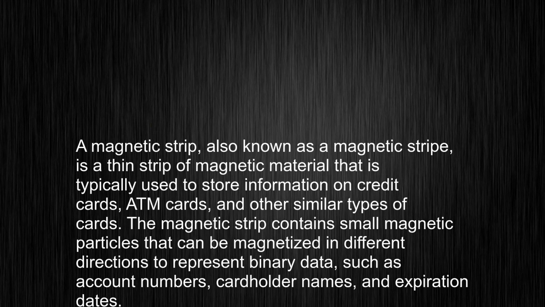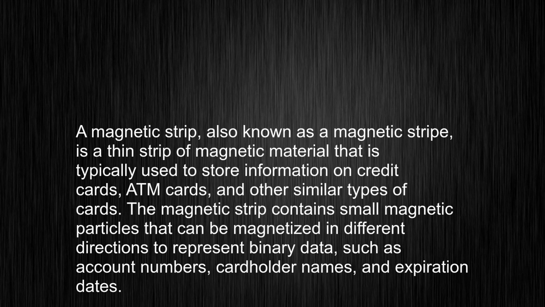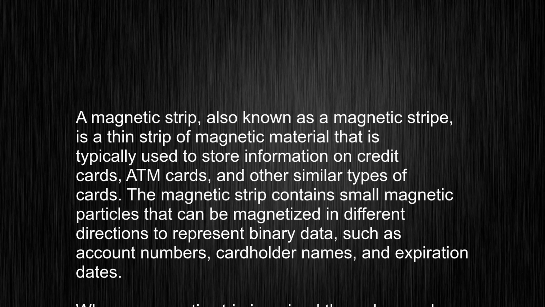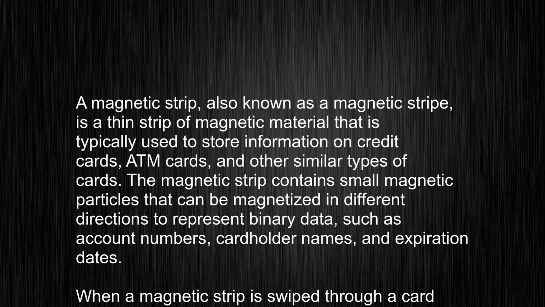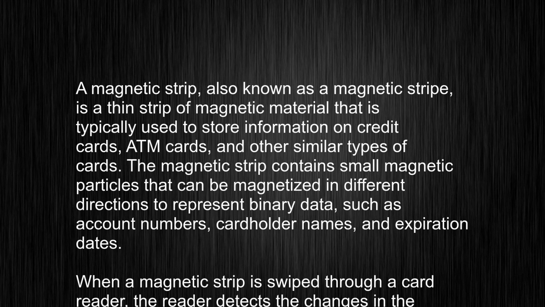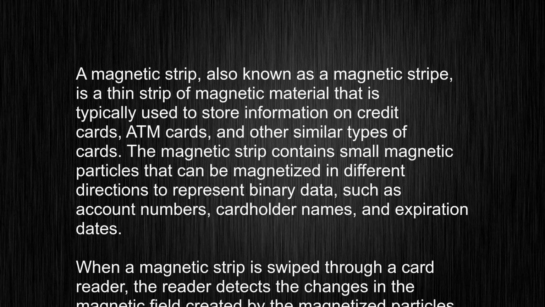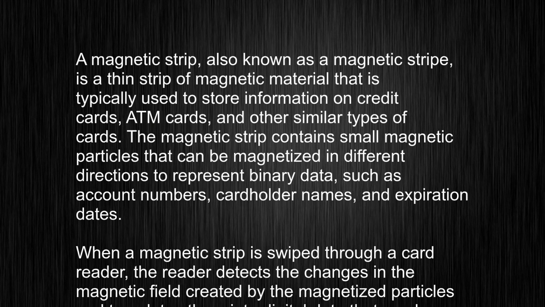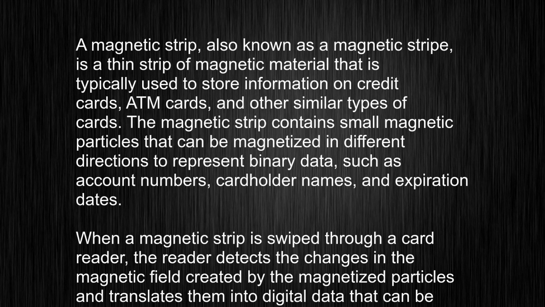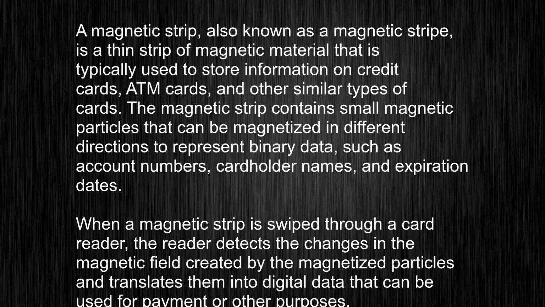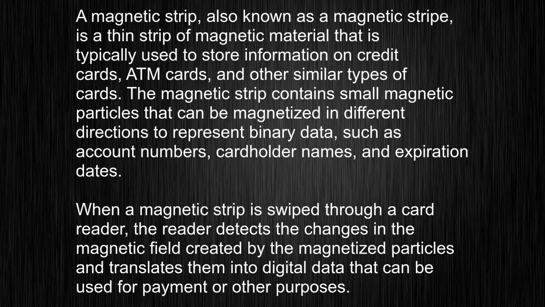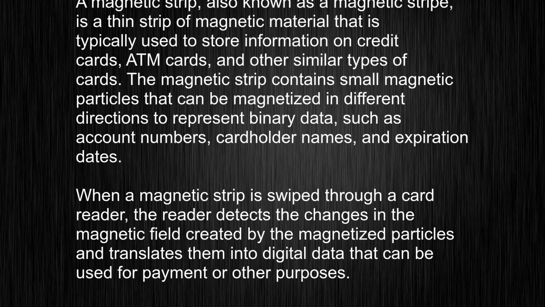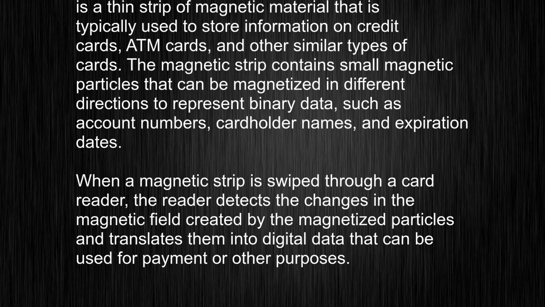A magnetic strip, also known as a magnetic stripe, is a thin strip of magnetic material that is typically used to store information on credit cards, ATM cards, and other similar types of cards. The magnetic strip contains small magnetic particles that can be magnetized in different directions to represent binary data, such as account numbers, cardholder names, and expiration dates.